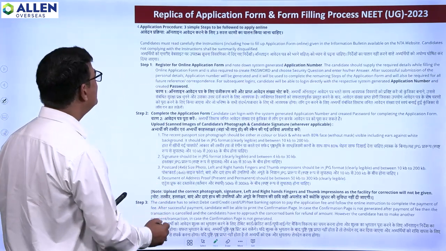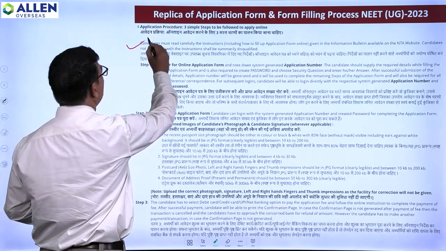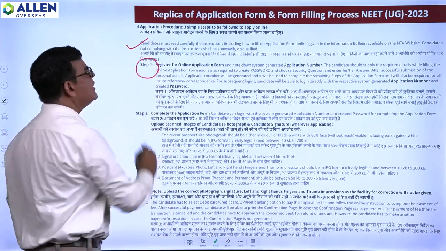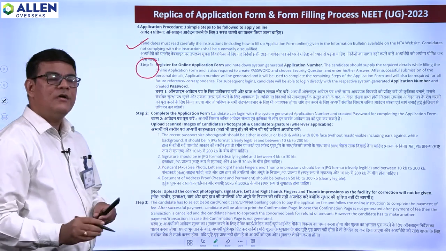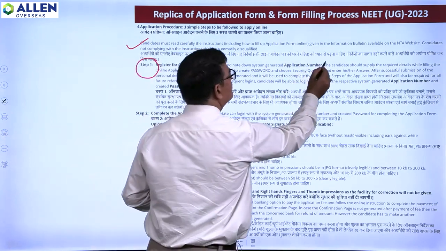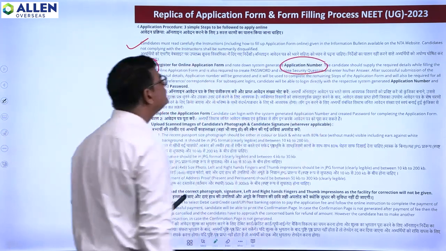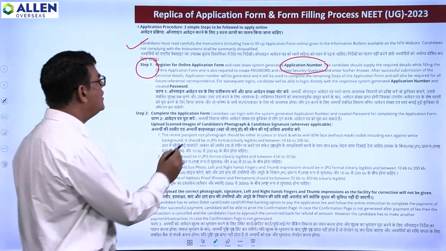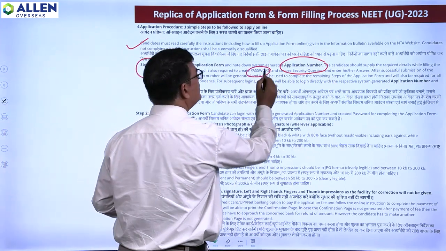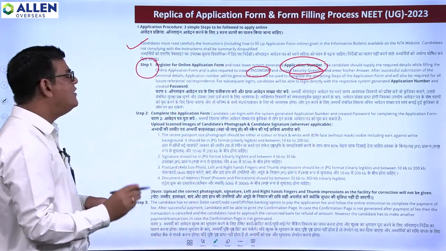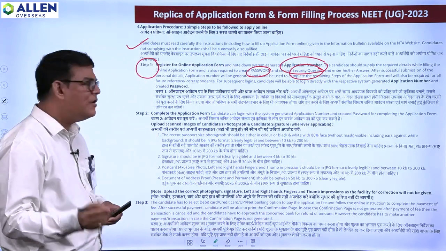Before we start, there are 3 simple steps to follow. First of all, you have to register the application form. After the registration process, you will be getting an application number. In the same way, you have to create a requisite password with the security question, and the system generates your application number.